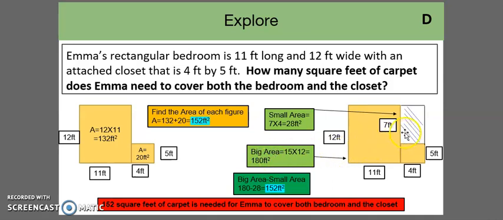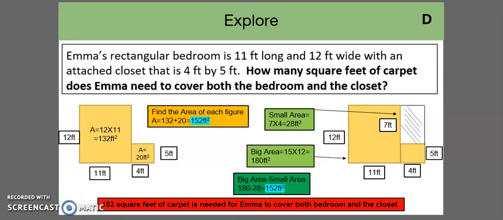And what we can do next is we're going to take the area of this small white area, which is empty space. So when we do that, this length is 4 feet by 7 feet, and we're going to do 4 times 7, which is 28 feet squared, and we're going to subtract the two values. 180 minus 28 gives us 152 feet squared. Therefore, whichever method you use, we still get the same answer. So the answer is 152 feet squared of carpet is needed for Emma to cover both the bedroom and the closet.